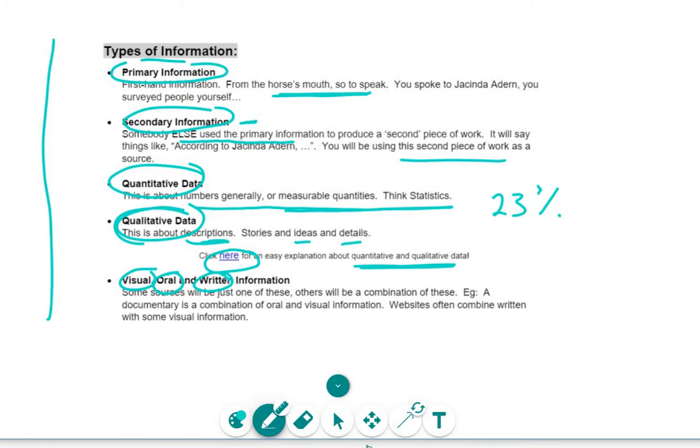Later on, the table that we get you to fill out as you do your research, you've actually got to stipulate what type of information you've used. So again, you'll be able to see if you're using too many videos, or hang on a minute, I haven't got enough written information. You'll be able to spot that straight away. Try and get at least one of each of these.